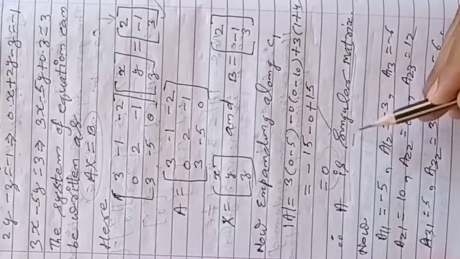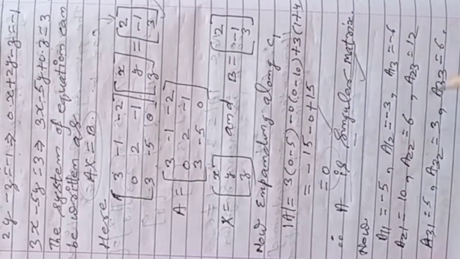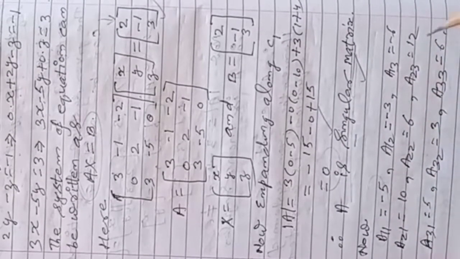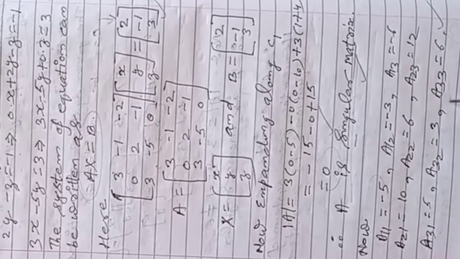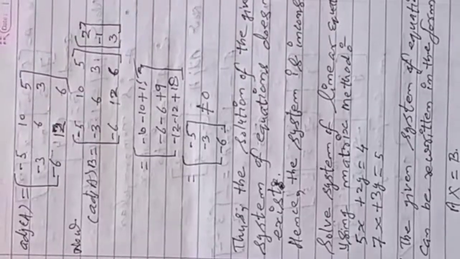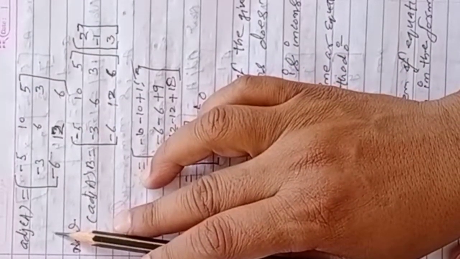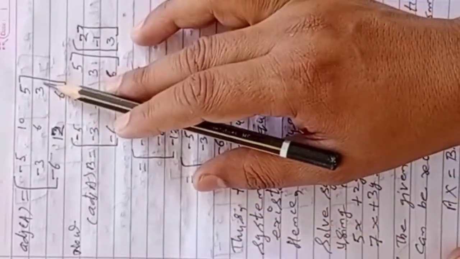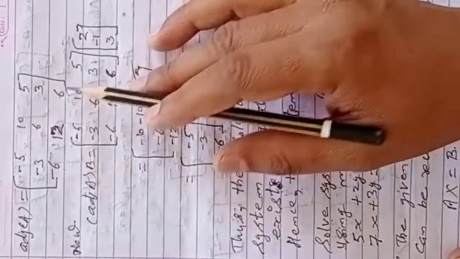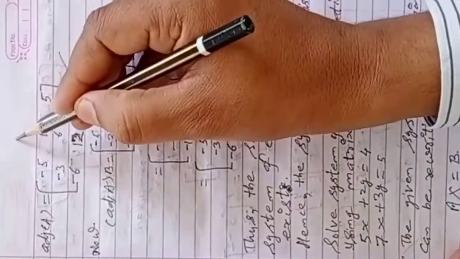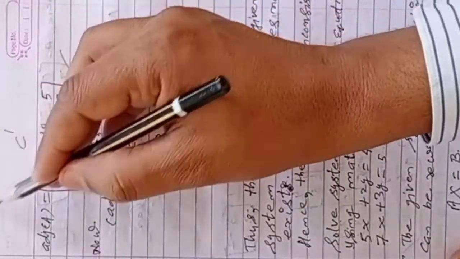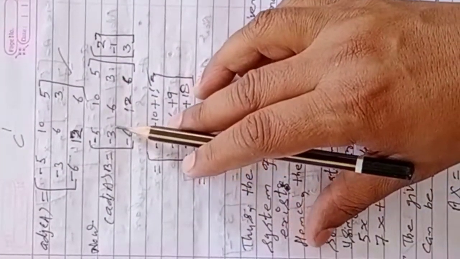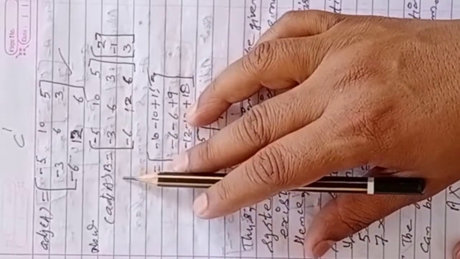It should be non-singular for consistent. So again we will continue and find its cofactors. Here A33 is equal to 6. Now we will find the adjoint: [-5 10 5; -3 6 3; -6 12 6]. Adjoint is the transpose of the cofactor matrix. You can write the cofactor matrix first, then take its transpose. We discussed this many times, so I am doing it directly.